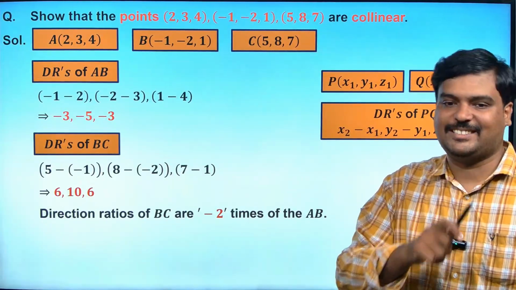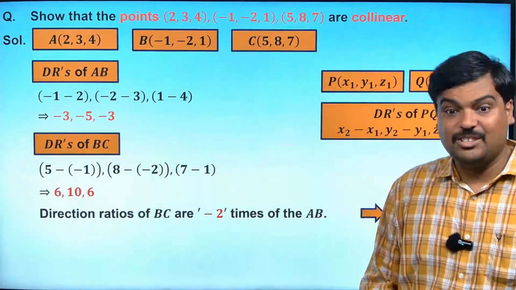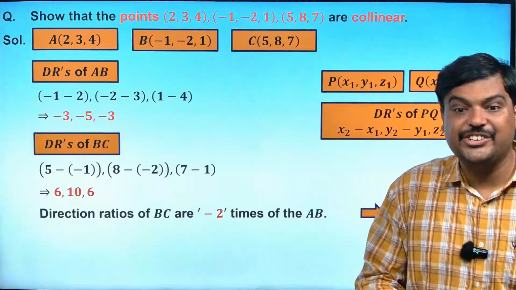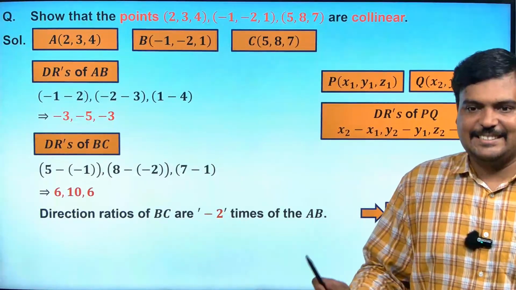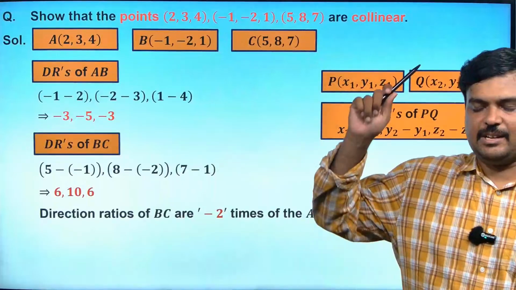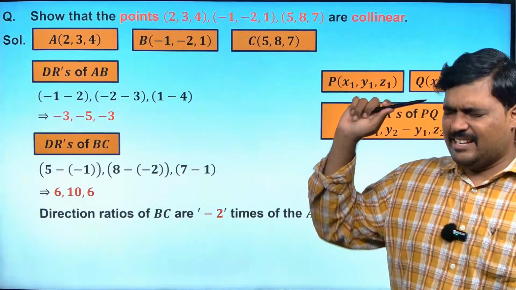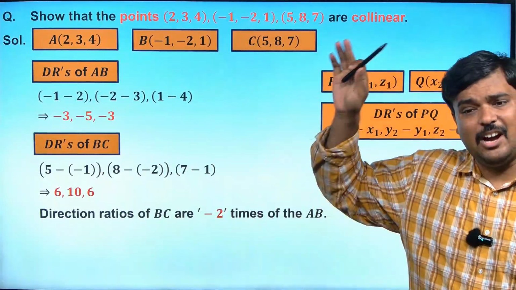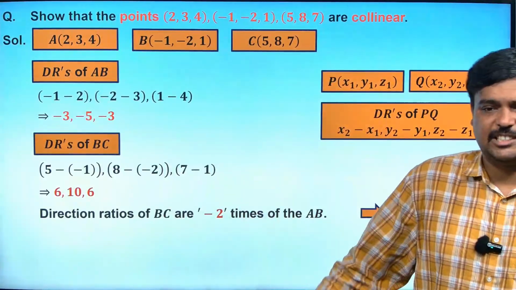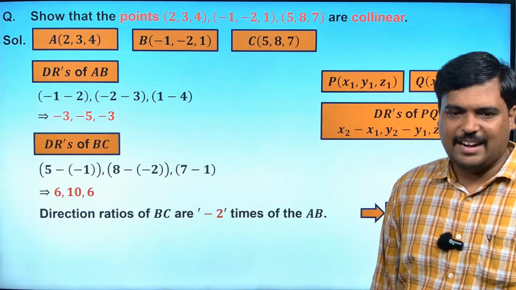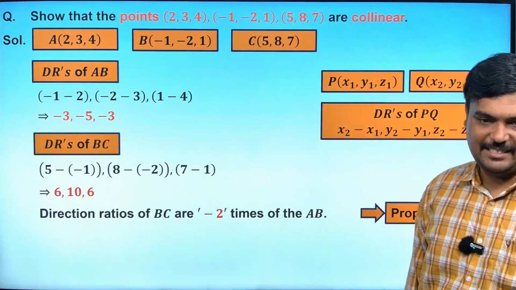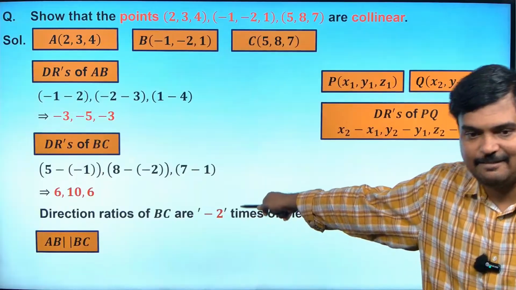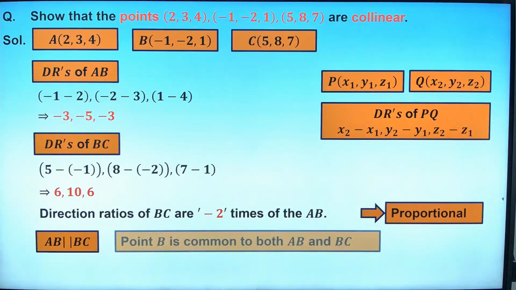Direction cosine is unique. Direction cosine is unique, but the direction ratio may come different. If a line is there, the direction cosine of that will always be unique. For a line there is only one direction cosine, it will not differ. But direction ratio can change, but it will be proportional.